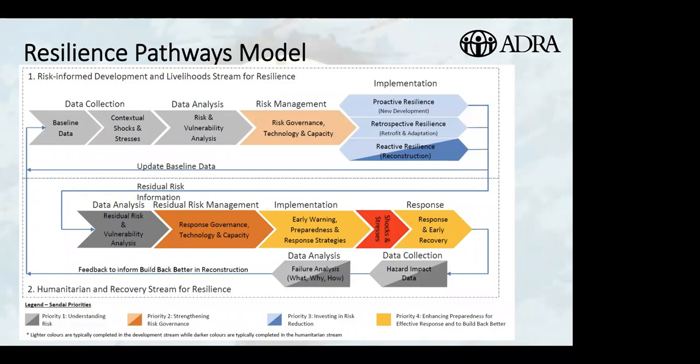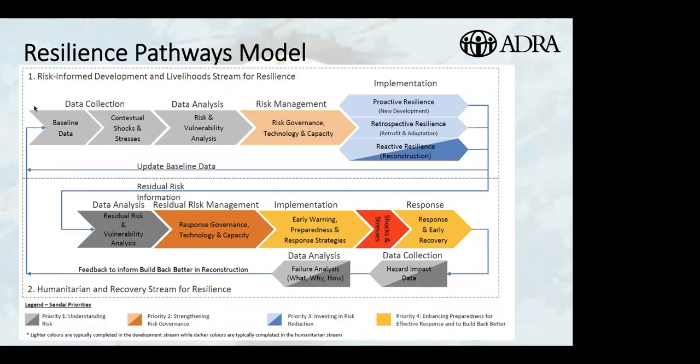The information about the residual risk, information about the failure analysis, hazard impact data doesn't pass on to the Ministry of Water Supply, for example. There is no communication there. So as a humanitarian organization, we have the responsibility to create those linkages. And also, once again, within the humanitarian sphere, with all the other actors, we have a responsibility to link.